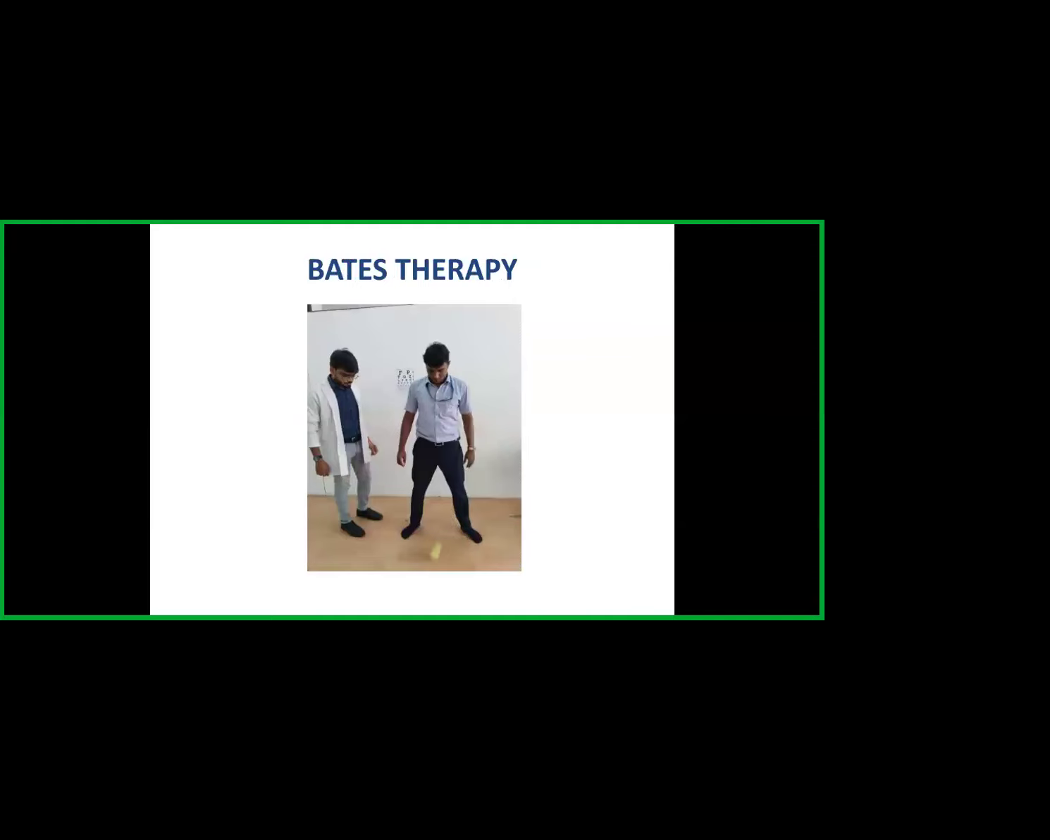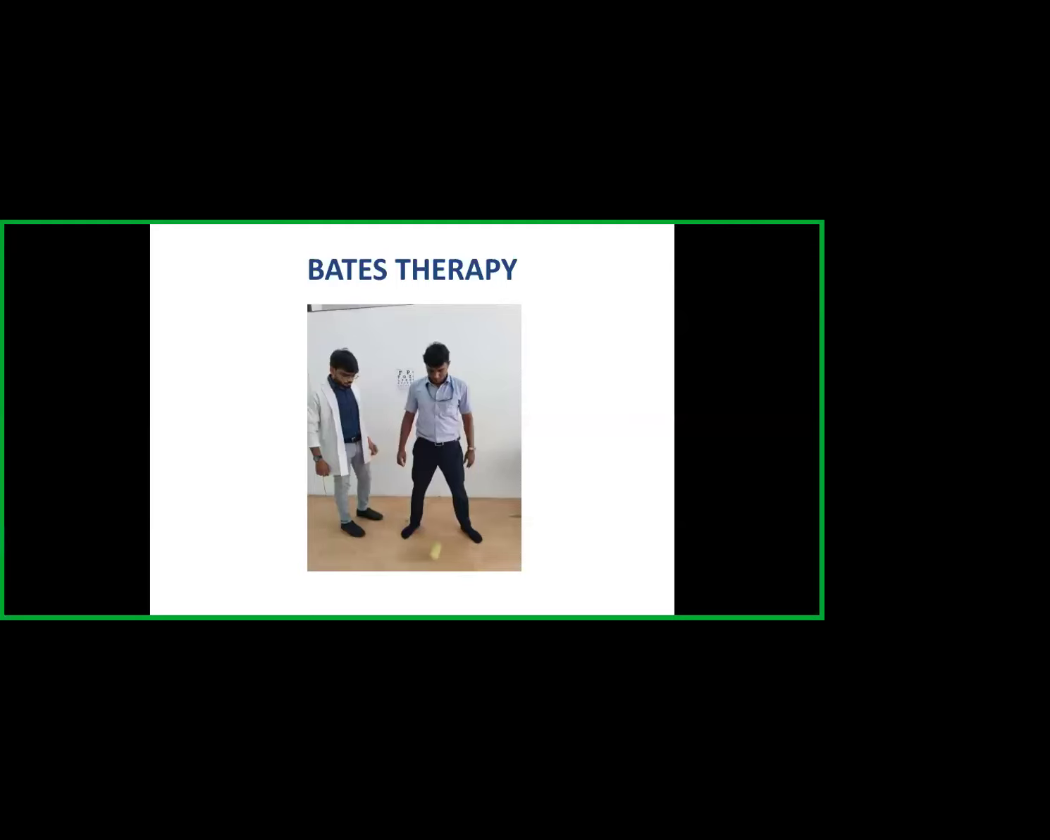This is one exercise coming under base therapy. In this exercise, the patient will be standing straight with a wide base of support, holding a tennis ball in his hand. The patient will be throwing the tennis ball to the ground, and the ball has to bounce back to his left hand. The throwing will start from the right hand, and it will bounce back to the left hand.